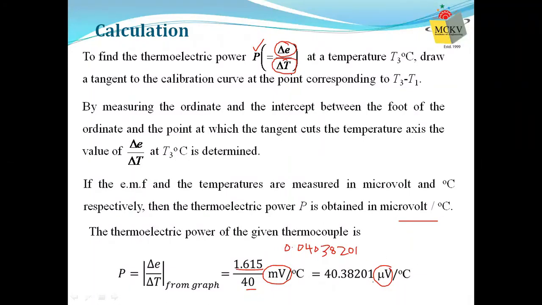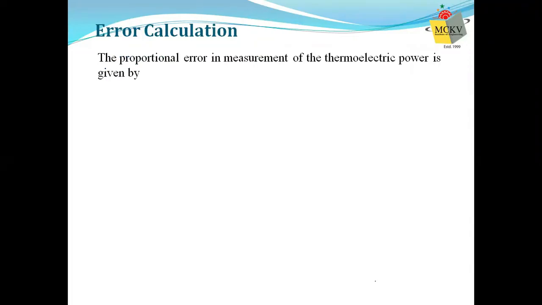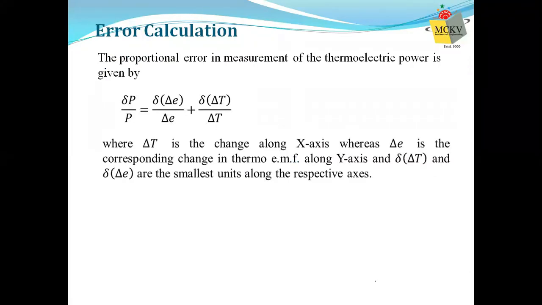Again, we see that the thermoelectric power is written up to 5 decimal digits, but we need to truncate it according to the error calculation. So let us see the proportional error calculation. Delta P by P is delta of delta E by delta E plus delta of delta T by delta T. What is delta E, delta T? This delta E and delta T are basically from the slope.